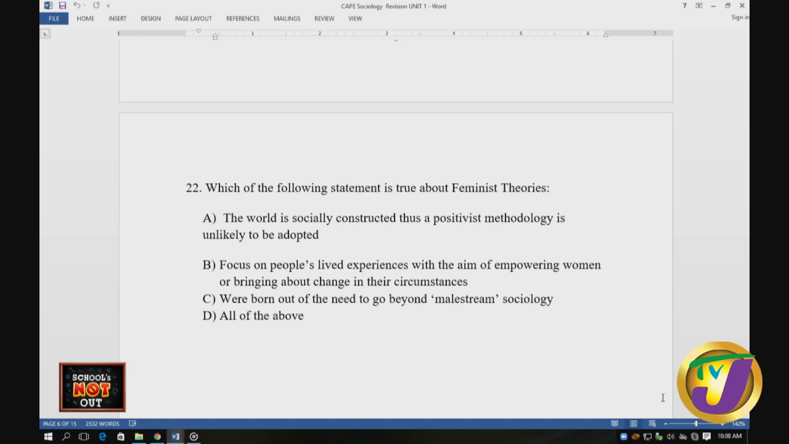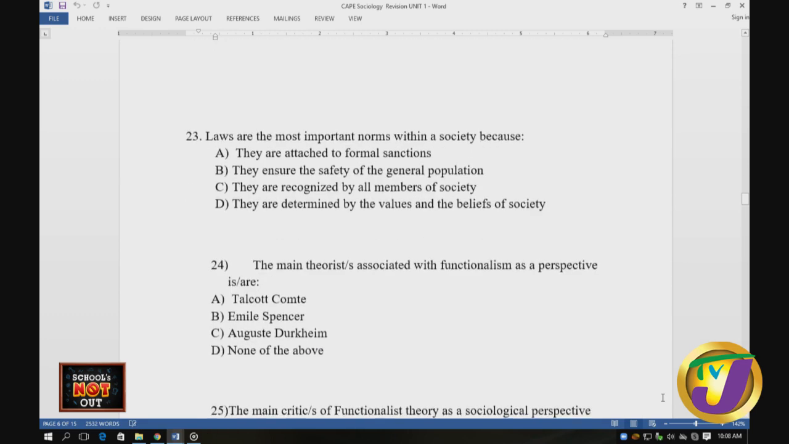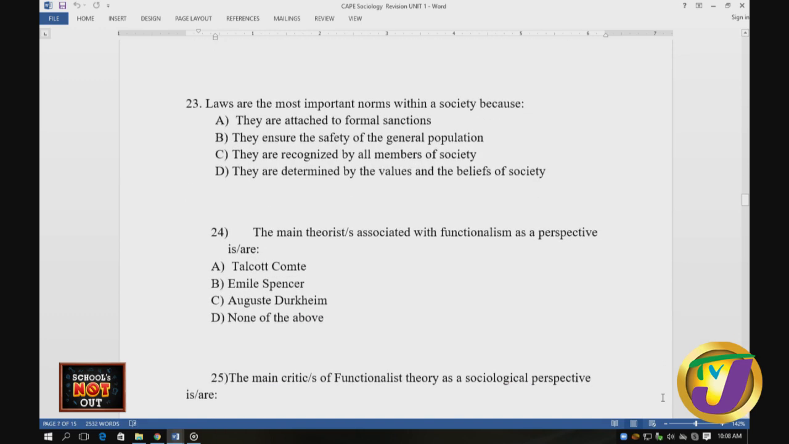And notice the term malestream as opposed to mainstream. And we realize here that all 3 of them are correct. So D said all of the above. So the world is socially constructed, thus a positivist methodology. Focus on people's lived experiences and the aim of empowering women or bringing about change in their circumstances, definitely. We're born out of the need to go beyond mainstream sociology. So we move on to the next one.